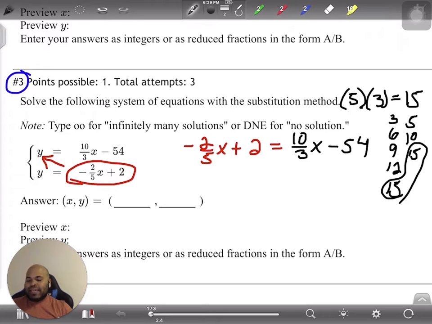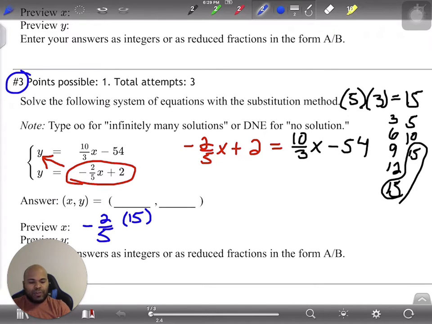Now, don't be scared. You could use your calculator if you want to. All right, so here we go. Every single term multiplied by 15. When I multiply the first term by 15, which is negative 2 over 5, I'm going to do this on the side, actually. Okay, so negative 2 over 5 times 15.